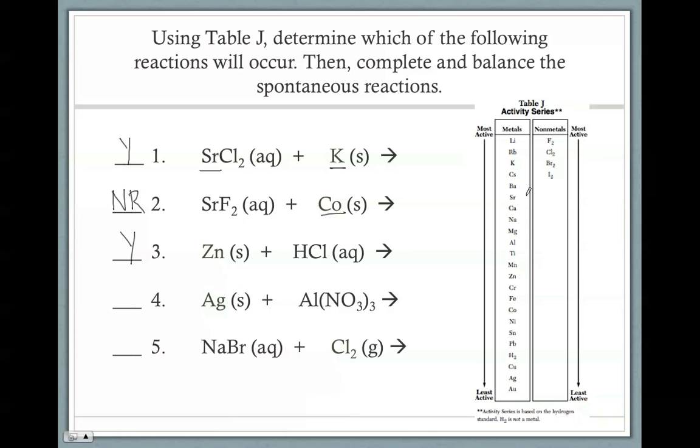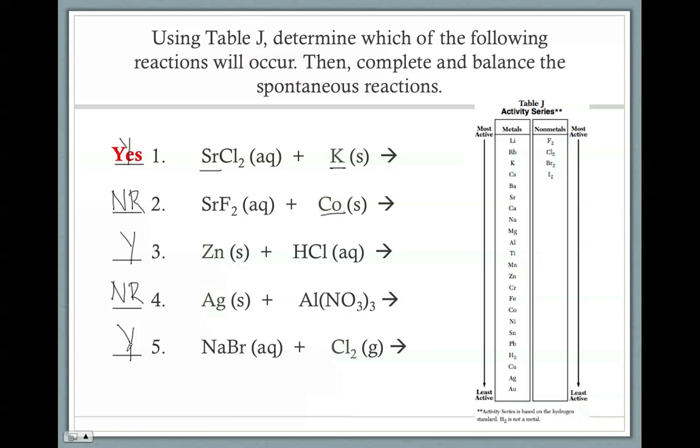And then for the next one, we have silver, which is Ag, which is down towards the bottom, and then as we can see, Al is above it, so silver is less reactive than aluminum, so this will not react, so no reaction. And then finally, we have bromine and chlorine, which actually means we're using the right-hand side. Chlorine is above bromine, so that means then that yes, chlorine is more reactive, so it can replace bromine, so we can place a Y there.